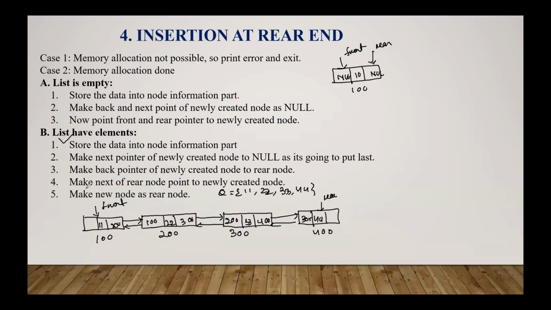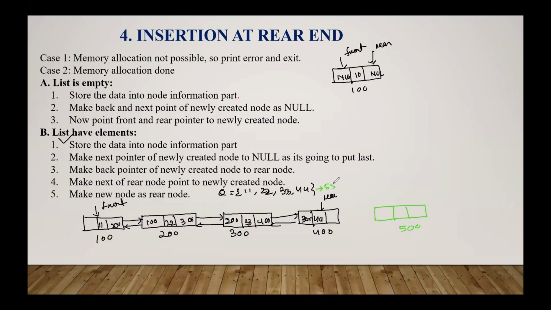Now what is our objective? Our objective is to insert data at the rear end position, sorry, not the front end. So store the data in the information part. Before that, memory allocation is done. Let us draw the memory allocation. For example, 500 is the allocated memory. Store the data in the information part.